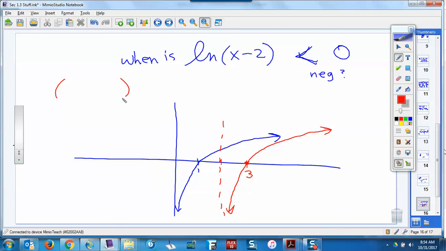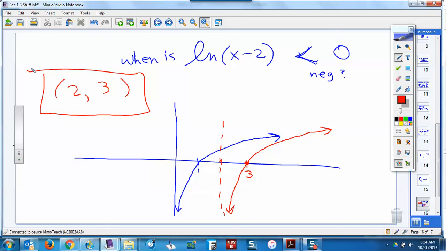Between where and where? Between 2 and 3. That's an interval now, not an ordered pair. That's an interval, right? So the answer to the question is between 2 and 3. And I knew that because I knew what the log graph looks like. I knew that if I shift it over 2 to the right, it's going to look like this. And that graph is negative, or below the x-axis, between 2 and 3.